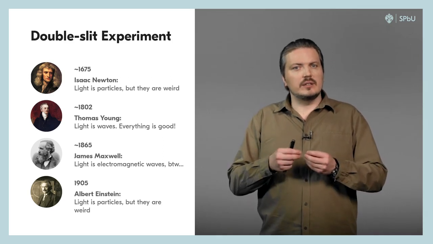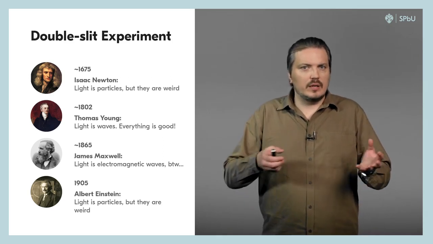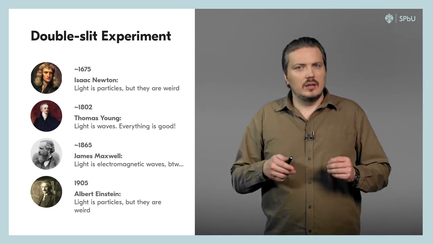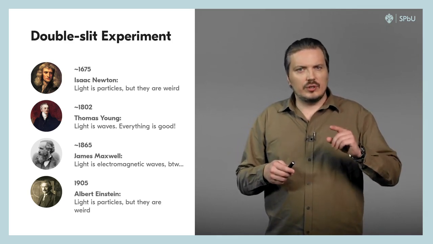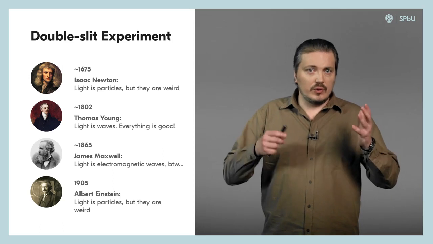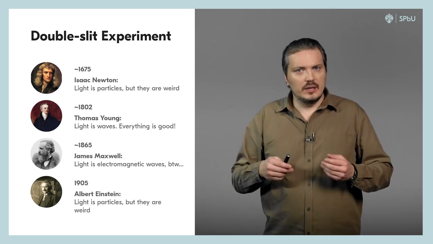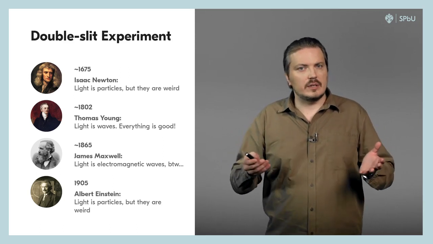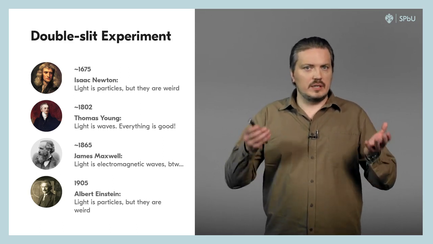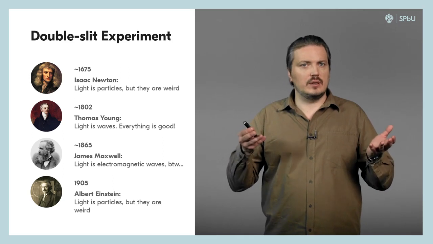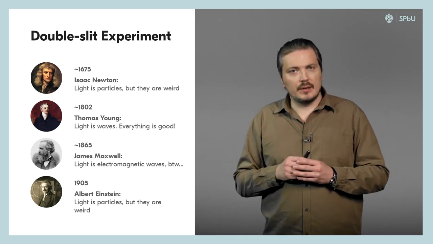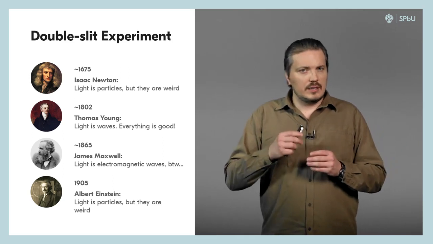Maybe these particles interact with each other, like the water molecules do in the sea. Maybe if we could arrange the experiment where we fire photons one by one towards the two slits, there will be no interference, and we will see the same picture as with the bullets. Let's see.